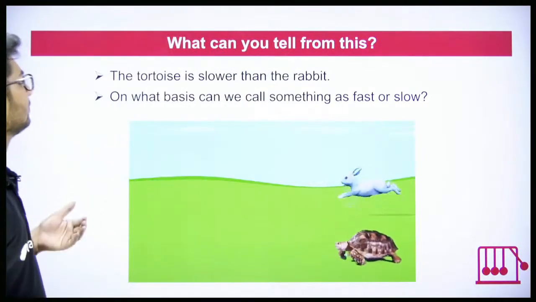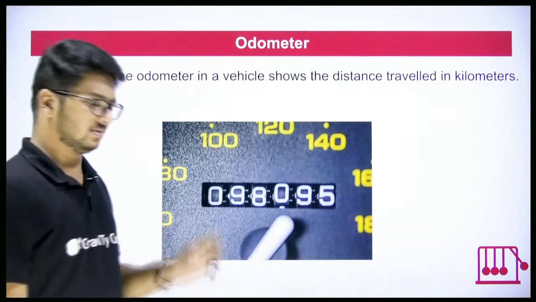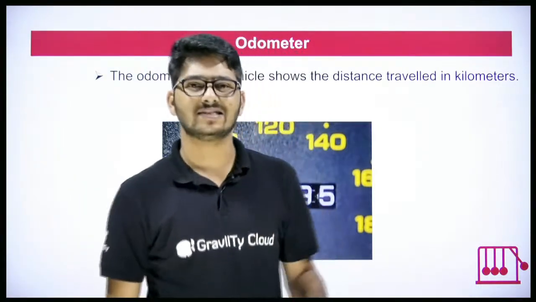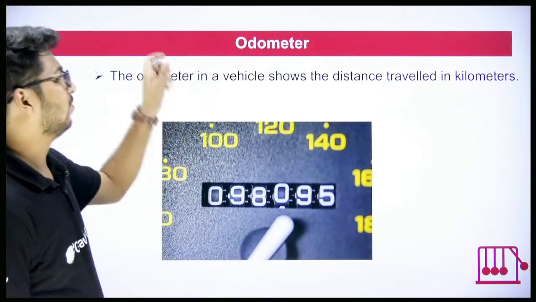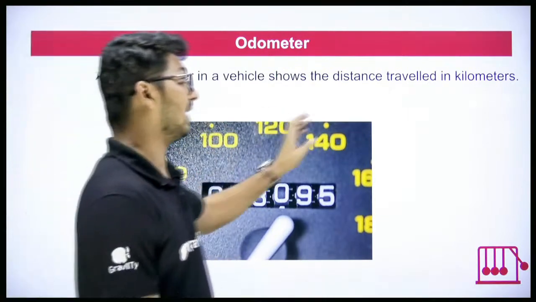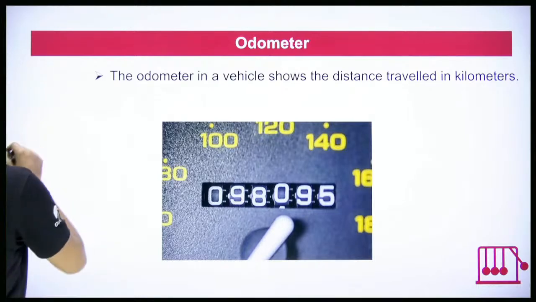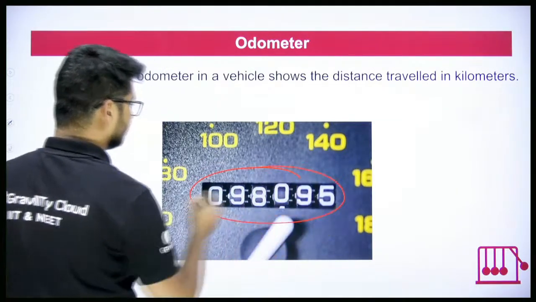Okay, good. Look at this. There are two devices in a vehicle which are more important for us as of now. One is the odometer. What does the odometer do? The odometer shows us the distance traveled in kilometers, the total distance traveled. Can you see that here, everyone? This is the one that I am talking about.